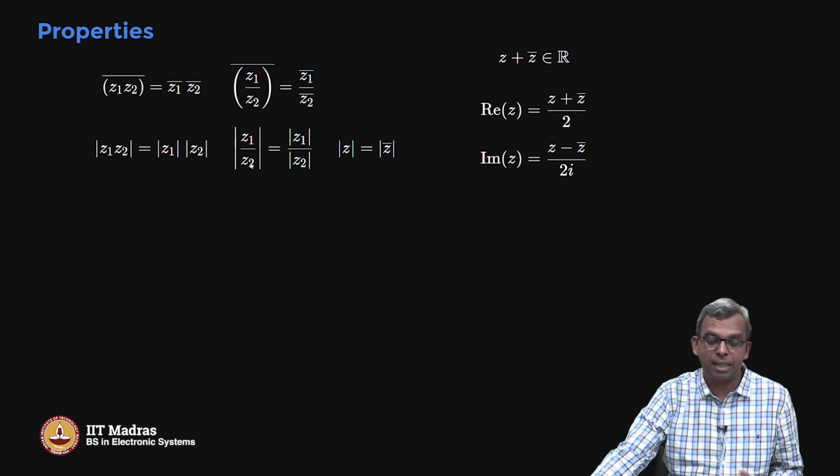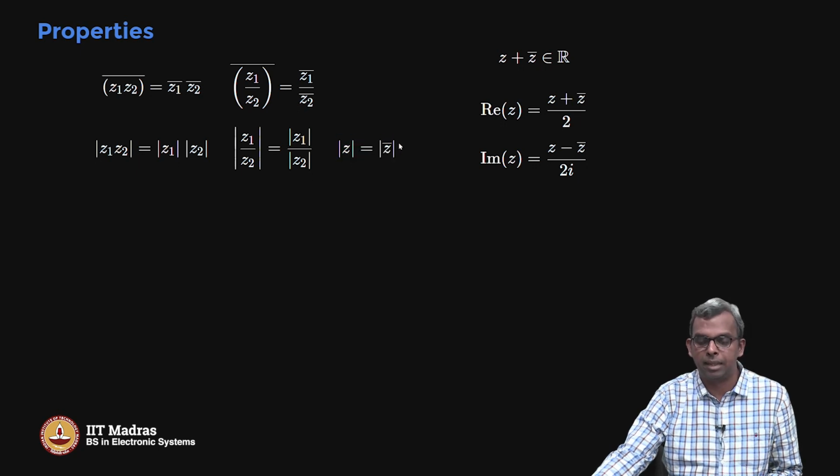Absolute value of z1 by z2 is absolute value of z1 divided by absolute value of z2. And interestingly, you notice that absolute value of z and absolute value of z bar are the same. Z and z bar, a number and its conjugate, have the same absolute value. Here's another couple of interesting properties.